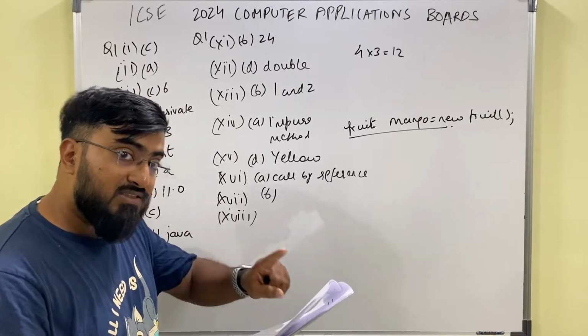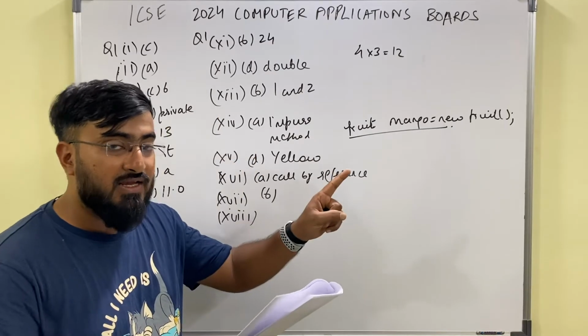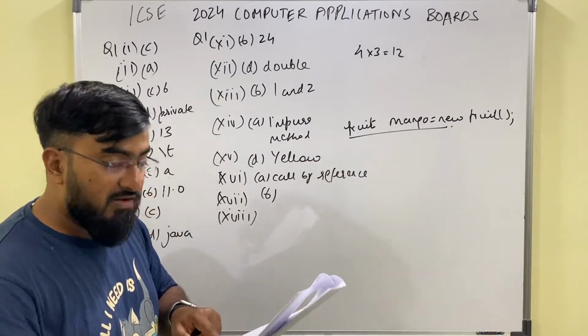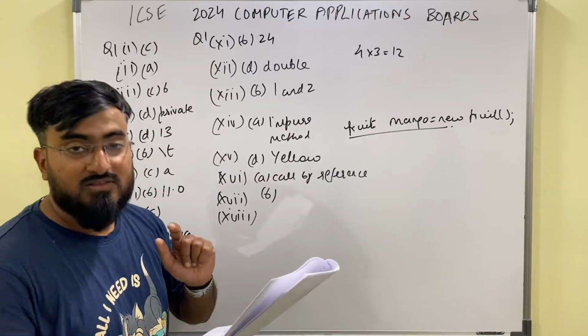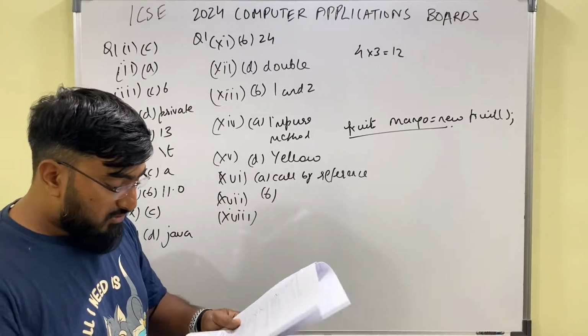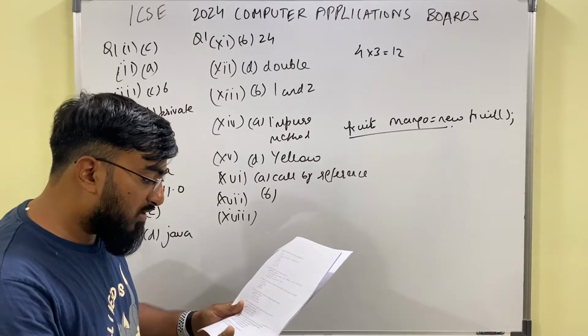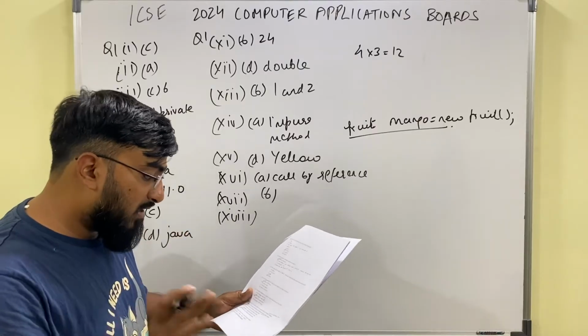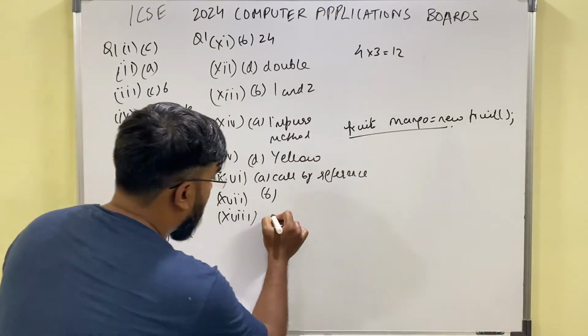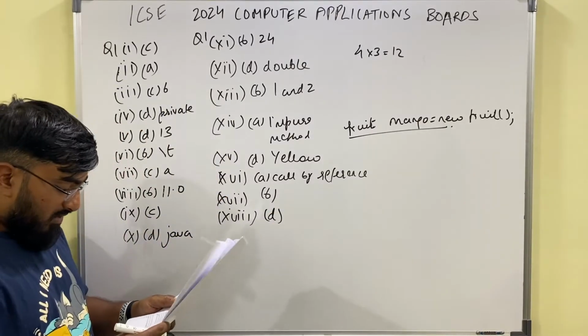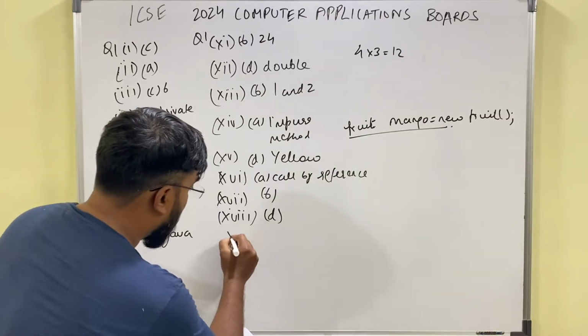Then the reason, static variable can be accessed only by static method, is false. Non-static members can access both static and non-static members. So static variables can also be accessed by non-static methods, right? So the reason is also false. So the answer is going to be D. Okay, then we have 19.